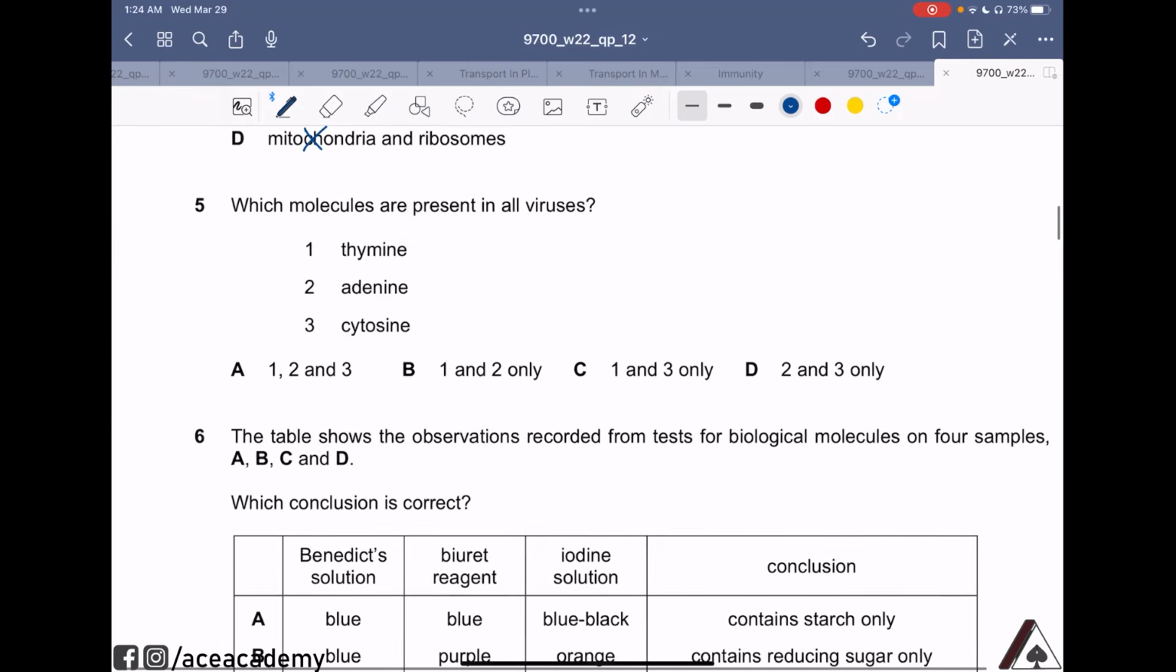Number 5. Which molecules are present in all viruses? Thymine, not really, because uracil can be present if it's RNA. Adenine, yes, it will always be present, and cytosine is always present. So numbers 2 and 3, which is D.